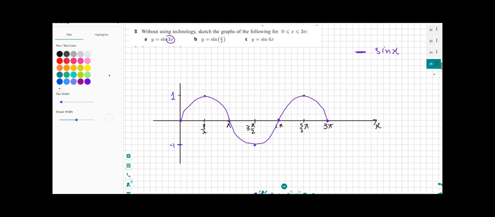So this is 3x, which means we have to divide the period by 3. The period was 2 pi, so when you divide it by 3, it becomes this. Or in degrees, it will be 2 times 180 over 3, so 120 degrees. Clear? Is the period always 2 pi? Yes, exactly. Period means where one wave finishes. So 120 degrees.